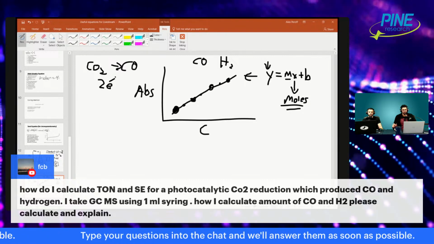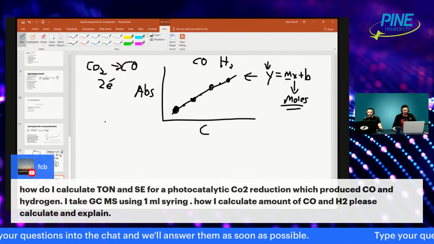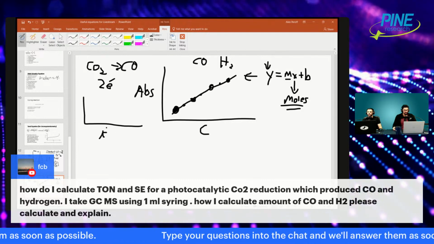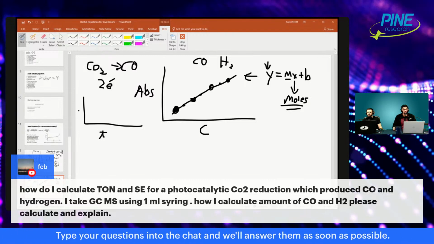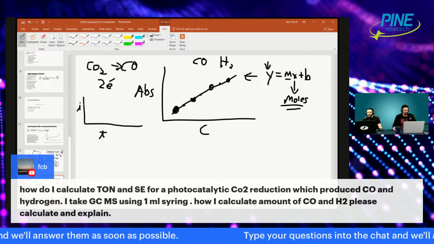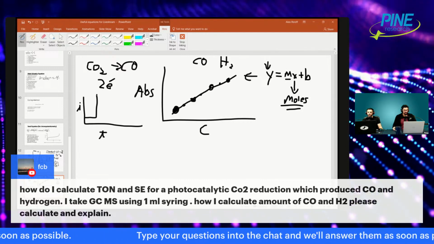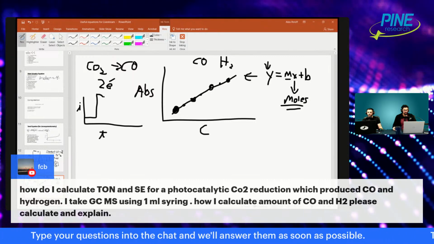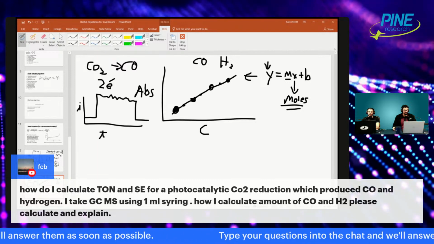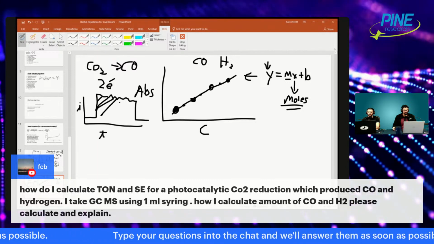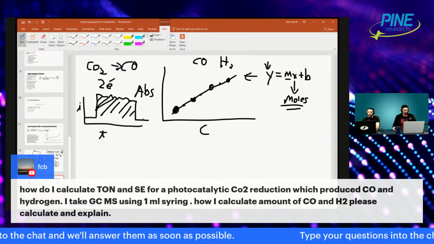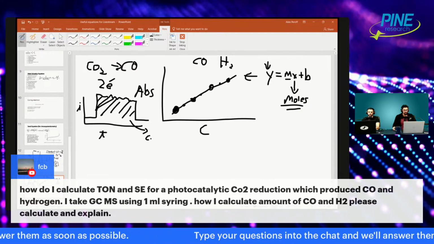So when it comes to determining the efficiency in your photocatalytic reaction, you're going to have some time. Maybe this is a chronoamperometry or chronopotentiometry experiment. You have current. Nothing, then the light turns on, and then you get something. Then you turn the light off, and you'll have this charge that's here. The integral of this charge, the area under the curve, will give you coulombs of charge.